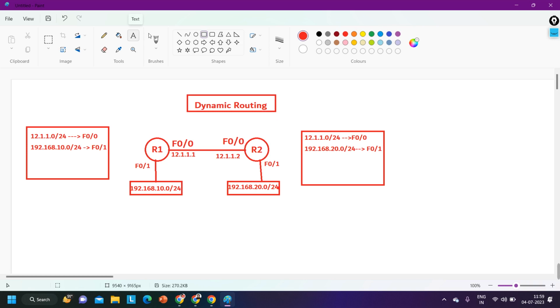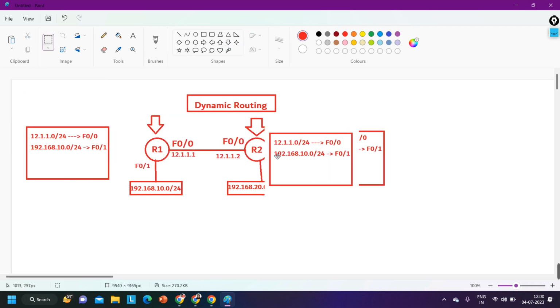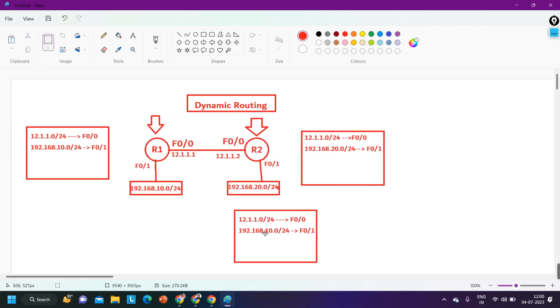Guys, in dynamic routing, we will simply run one process on the router, and the same process on router 2. According to that process, the routers themselves will exchange the routing tables. Let's say router 1 will send its routing table to router 2. Now router 2 will learn which network?